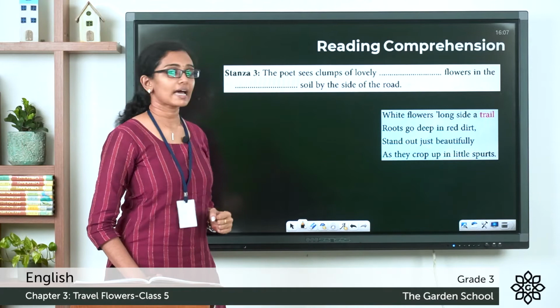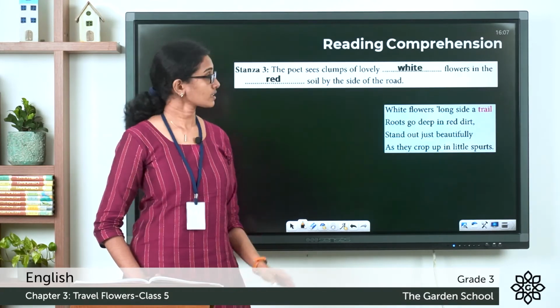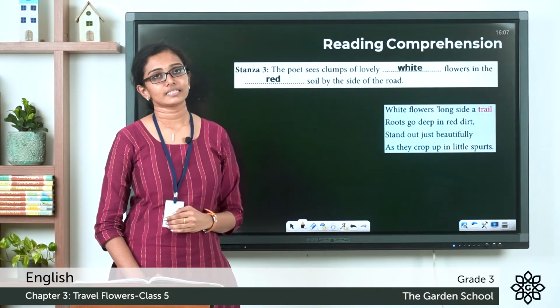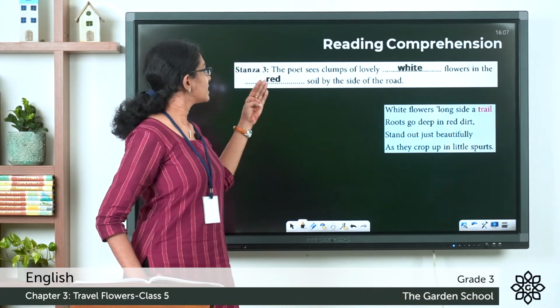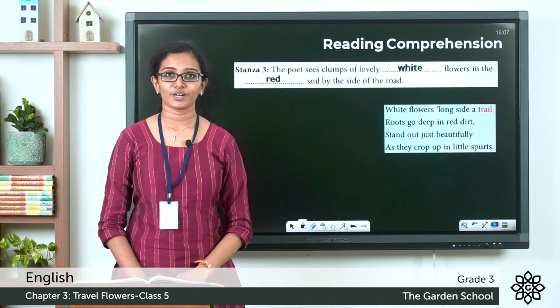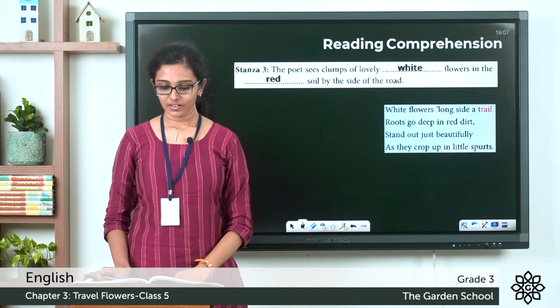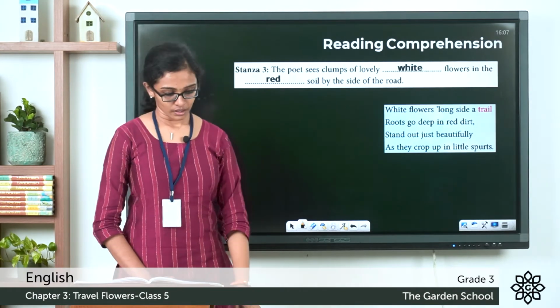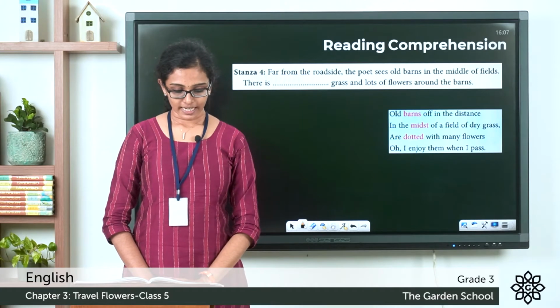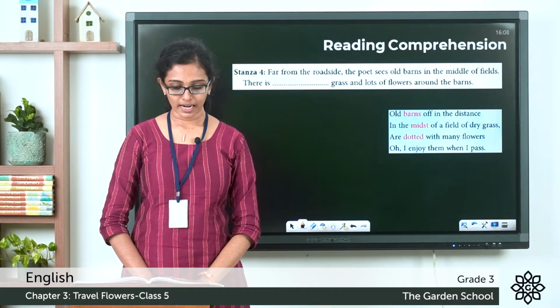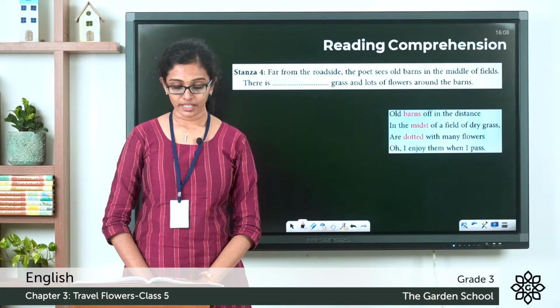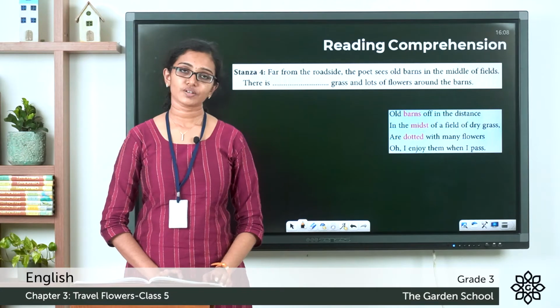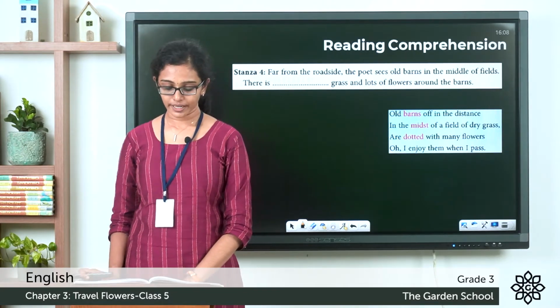So let's write down the answer for the third question. The answer here is the poet sees clumps of lovely white flowers in the red soil by the side of the road. Clear? Now let's see the fourth question. Far from the roadside, the poet sees old barns in the middle of fields. There is dash grass and lots of flowers around the barns. So let's read the fourth stanza of the poem.